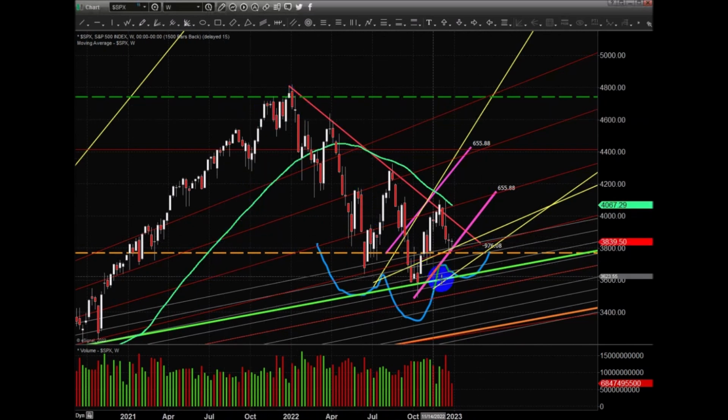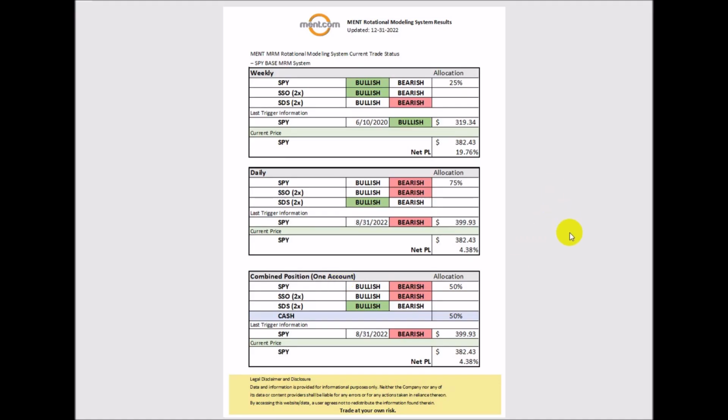You've got consumers pulling away right now. In fact, let me go to the charts. So we're going to start here. The MENT Rotational Modeling System, nothing has changed. This has been this way since early 2022. We've had a couple of changes to the daily system, but the weekly system has stayed bullish. Daily system has continued bearish. Combined position is 50% cash and 50% bearish SPY.